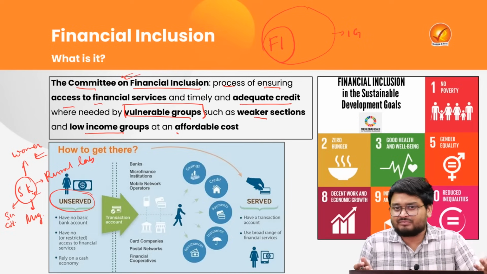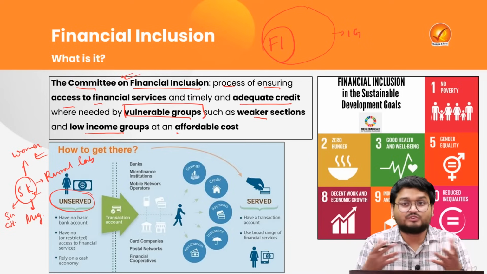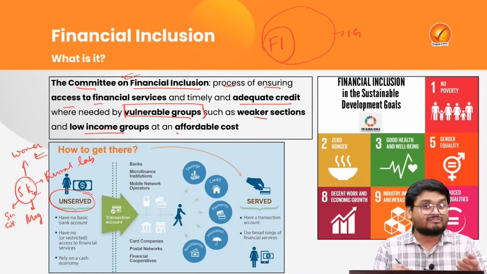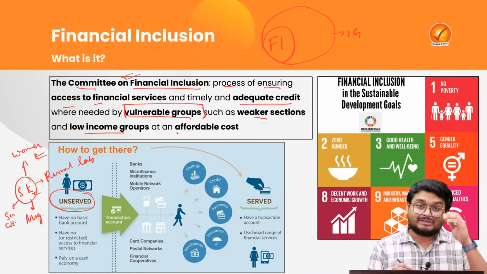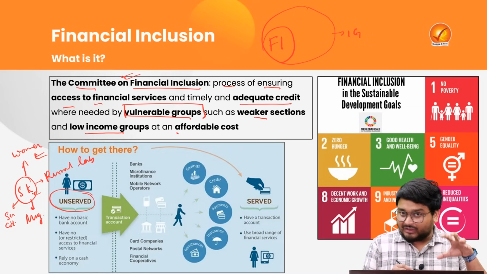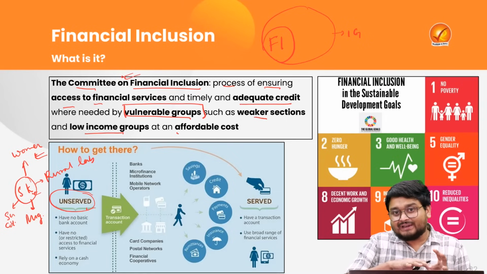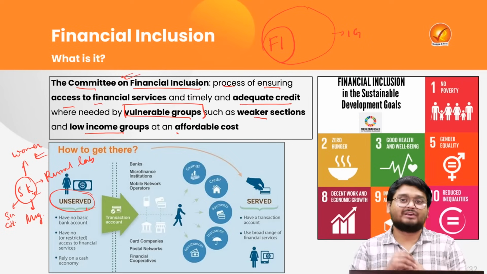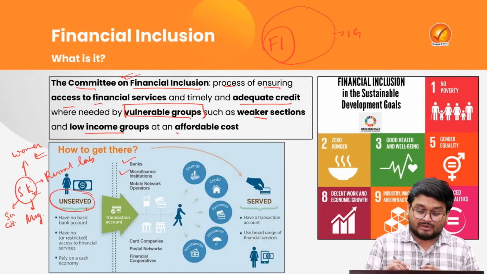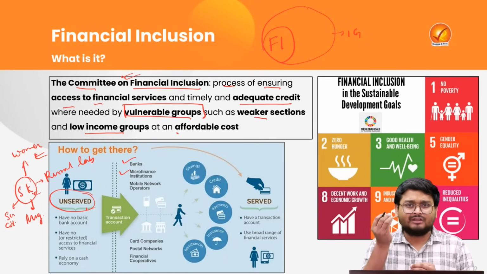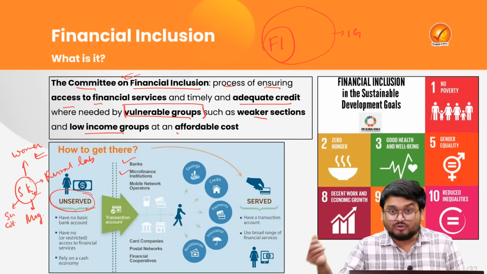That means they perhaps do not have a bank account. Even if they have, they do not know how to use it. Maybe they do not have full access to the financial services. So there are many people in the country who are unserved, and we have to include them in the banking system of the country. How? By opening bank accounts for them, by including them under microfinance institutions so that they can get small loans for setting up small businesses, for example, the self-help groups in the rural areas.